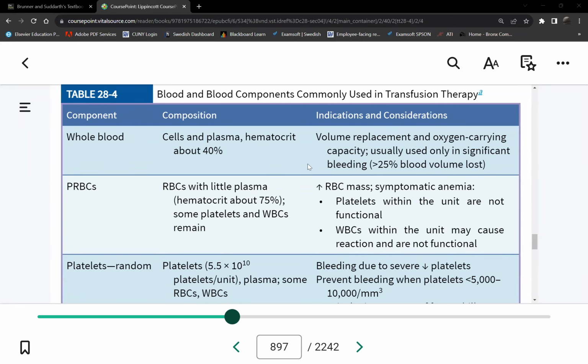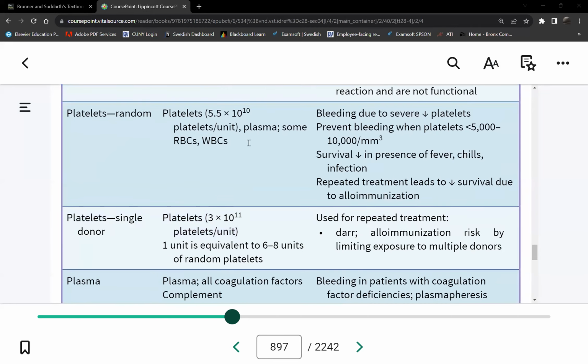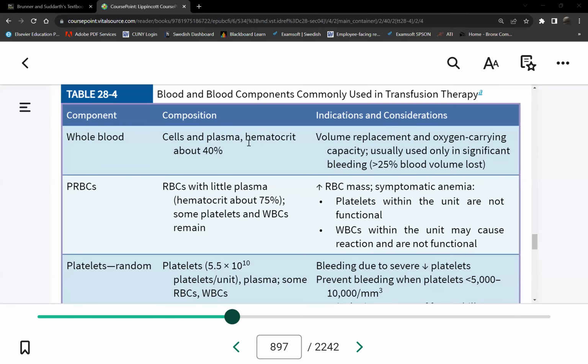So this is on page 897, table 28-4. These are the commonly used or transfused blood and blood components. Now we will only cover the first three, namely, we'll skip whole blood because whole blood is not frequently administered. Whole blood means this is the entire bag of blood donated by a common donor. So chances are when you donate blood, we get whole blood. Okay, so that's pure blood.